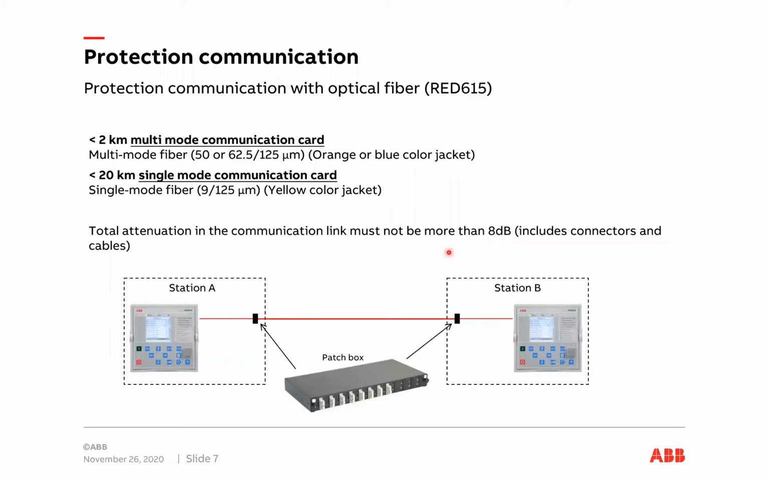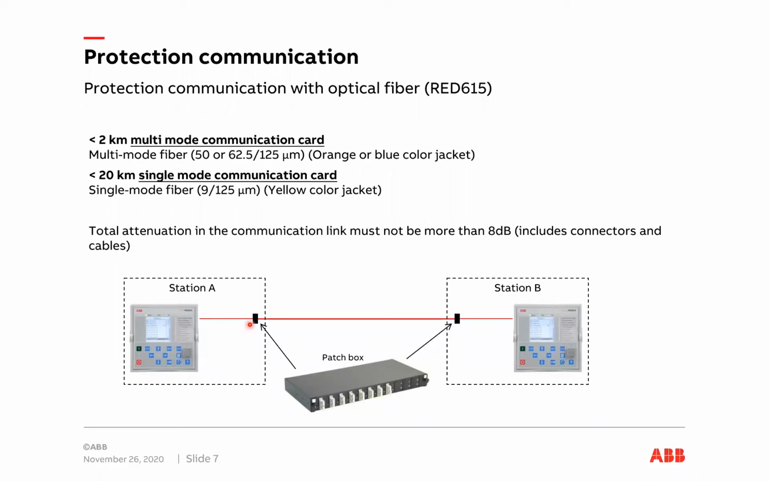And this is now for the RED 615 relay. And one other thing I would like to point out when measuring the fiber is that normally the fiber between the two substations is an underground fiber cable. And in each end of the fiber, you have a patch box from where you then have a patch cable to your line differential relay. This you have in both ends.